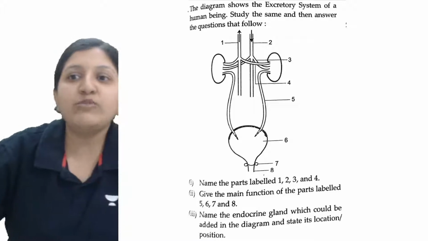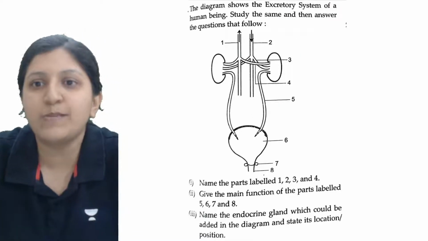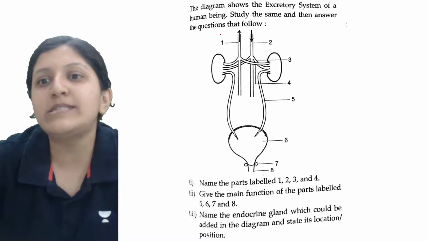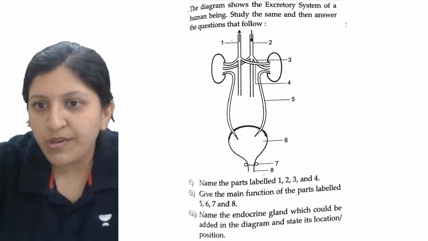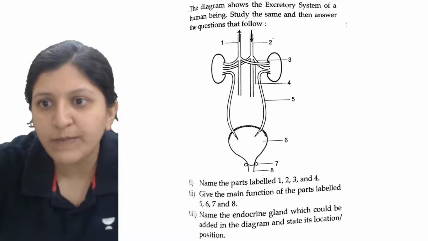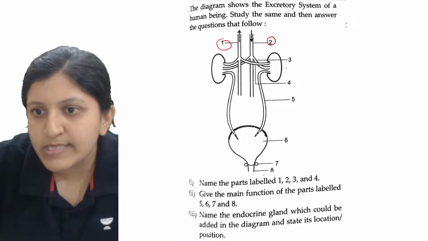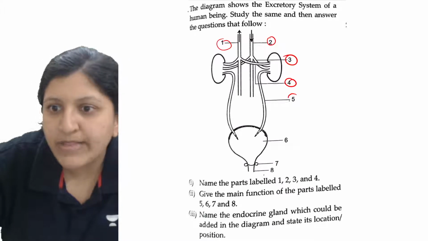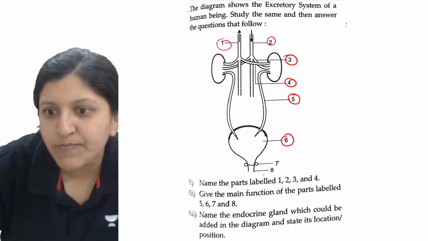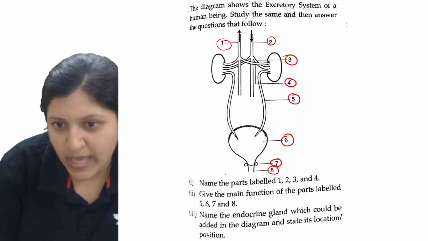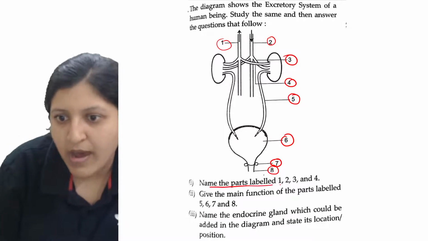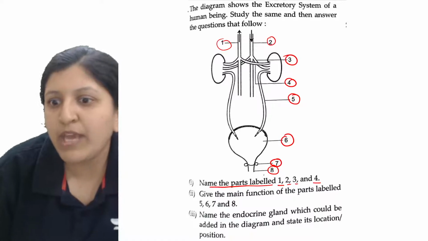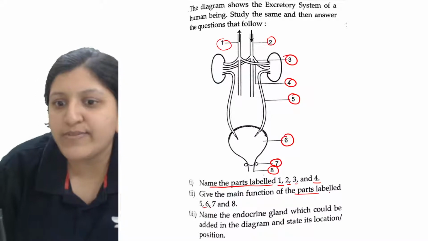The diagram shows the excretory system of the human being. Study the same and answer the questions that follow. So here it is given 1, 2, here it is 3. You can have a look at this, and this is 4, this one is 5, 6, 7 and 8. So they have asked you to label the parts 1, 2, 3 and 4 and give the main function of the parts labeled 5, 6, 7 and 8.